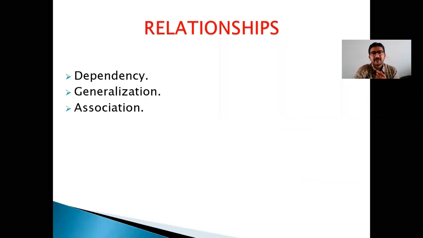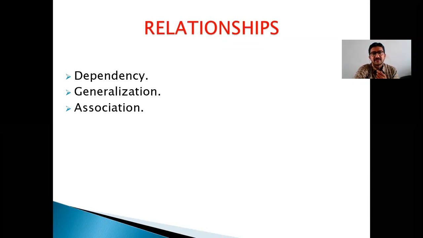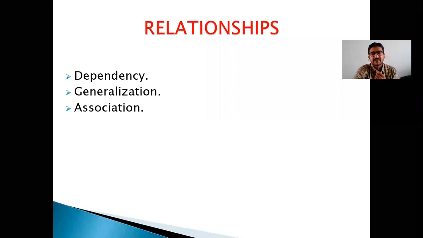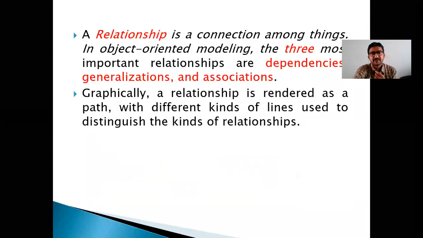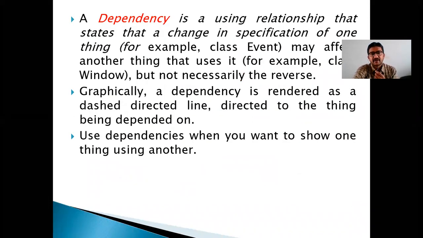Okay. And coming to the relationships, in this class diagram we can use all four relationships: dependency, generalization, association, and the one more left is realization. Here we only discussed three. Dependency is a dashed line that is directional, so it is a dashed directed line. Directed in the sense that we have an arrow there.